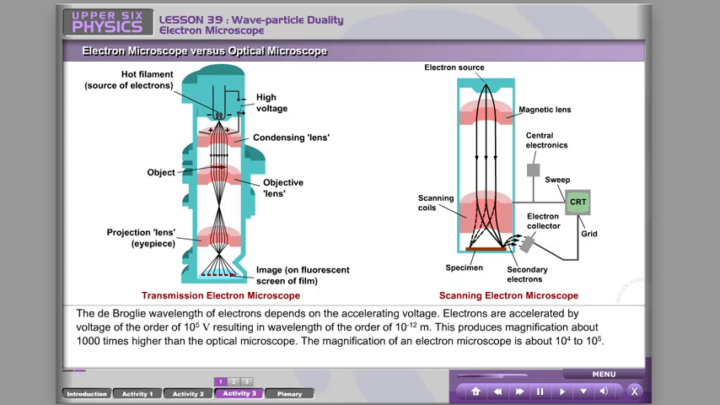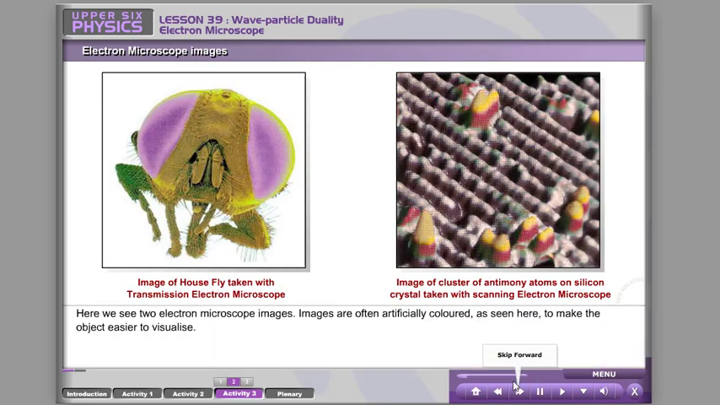This produces magnification about 1000 times higher than the optical microscope. The magnification of an electron microscope is about 10 to the power of 4 to 10 to the power of 5. Here we see two electron microscope images. Images are often artificially colored, as seen here, to make the object easier to visualize.